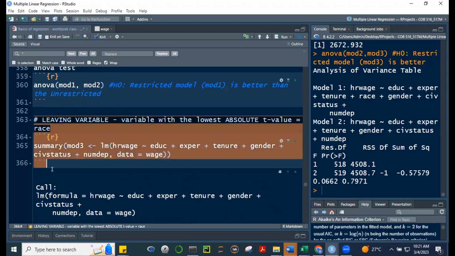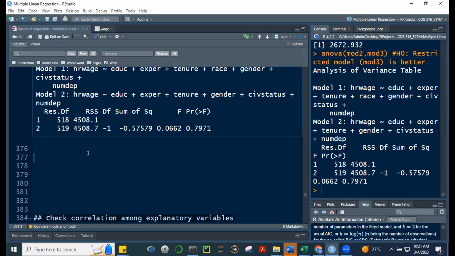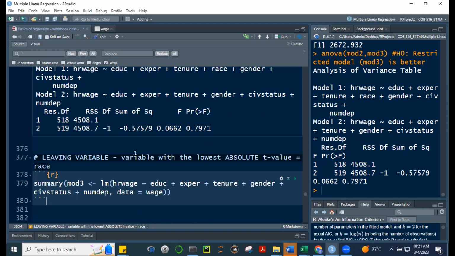Copy ko na itong buong ano to. Control C, and then I go down here. Control D. All right, leaving variable is number of dependents na, no? So we're going to remove number of dependents in our model there, and call this model number 4.